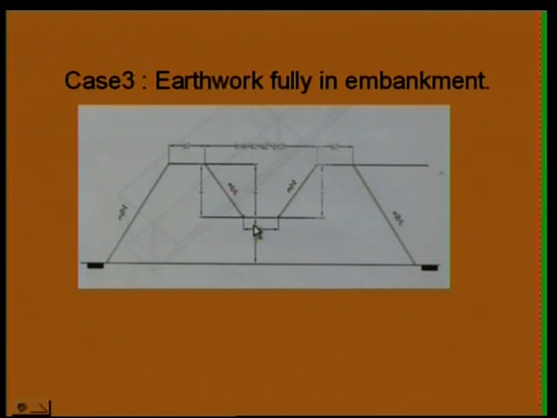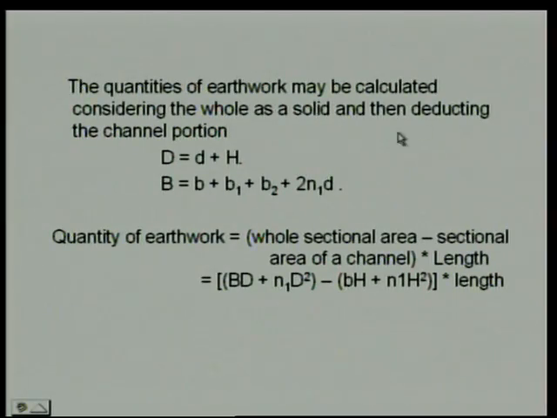If B is the width of the section and D is the depth, we can calculate the total width of the section. How to estimate the quantity of earthwork when the cross section of a canal is fully in embankment? Let us see now. The quantity of earthwork may be calculated considering the whole as a solid and then deducting the channel portion.